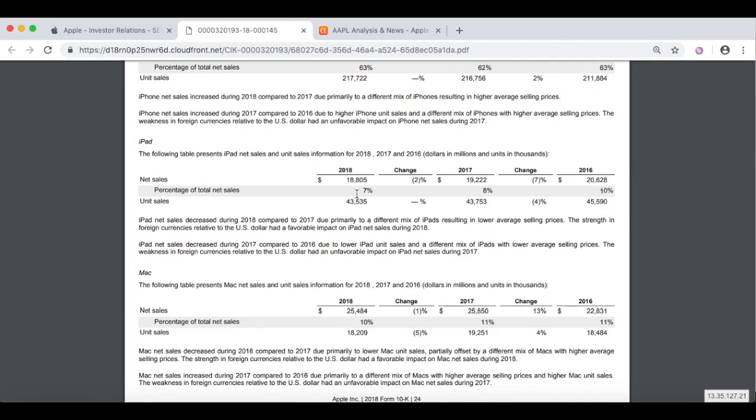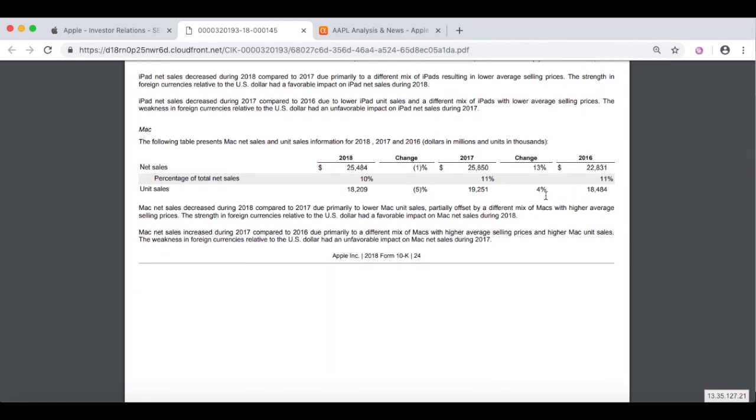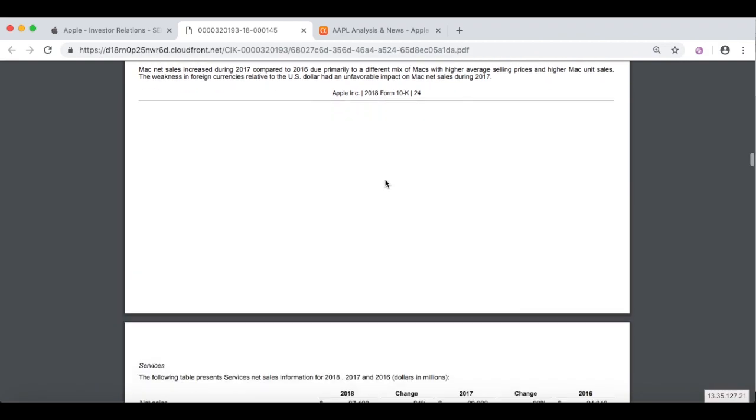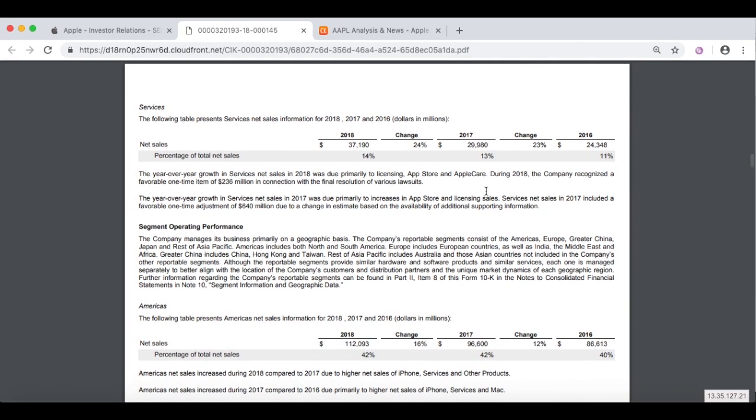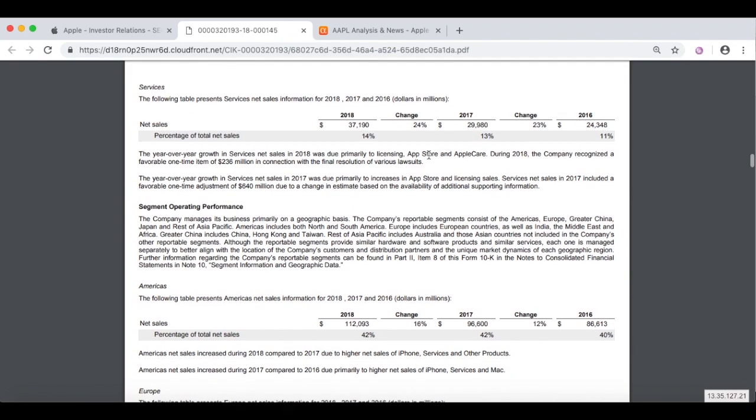iPad we see is declining. Mac, steady. Services business, this is all like Apple Pay and all that other stuff, going up. Look at this. It's nice.